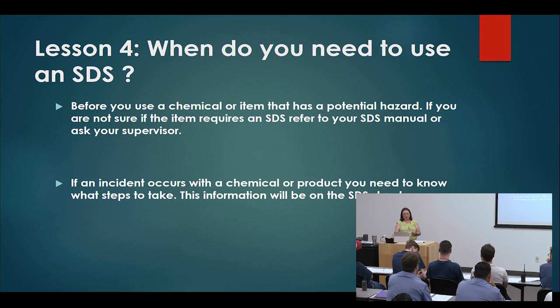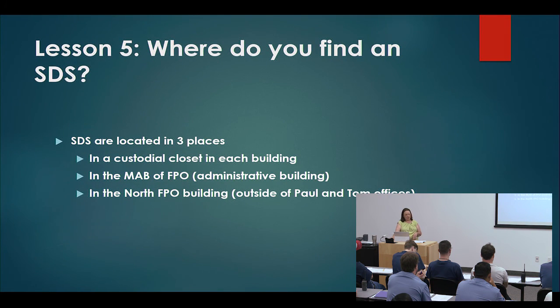Where do you find an SDS? You can find it in 3 places. Safety data sheets are located in the custodial closet of each building, in the MAB of FPO, that's the administrator building, and in the North FPO building outside of Paul and Tom's office.